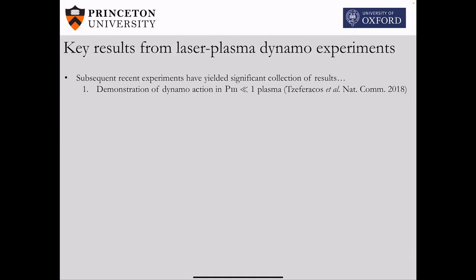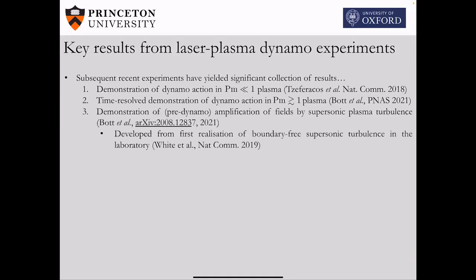Probably the most famous of these results, which was published 3 years ago now, was the first demonstration of fluctuation dynamo action in a low Prandtl number plasma. More recently, we reported time-resolved measurements demonstrating fluctuation dynamo action in a plasma with order unity or larger magnetic Prandtl numbers. We've also demonstrated the pre-dynamo amplification of magnetic fields by supersonic plasma turbulence, a platform that was developed from the first ever realization of boundary-free supersonic turbulence in the laboratory due to Tom White.